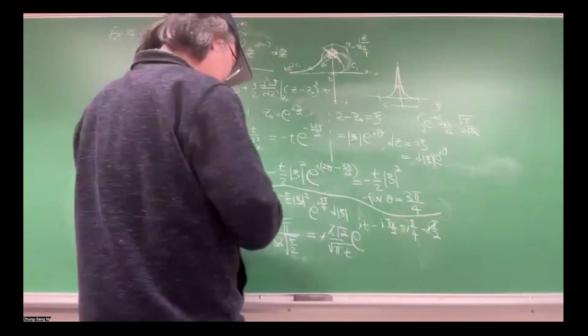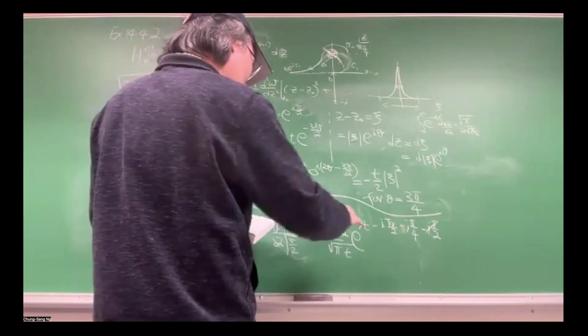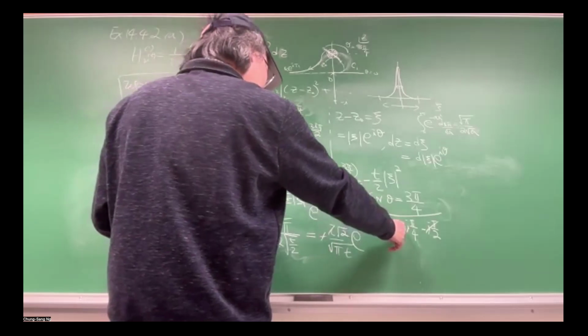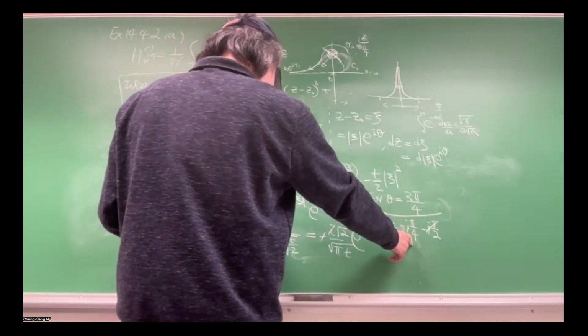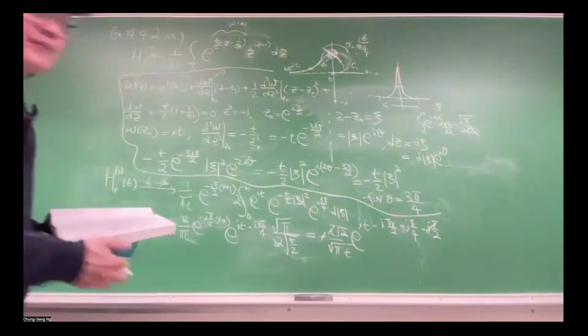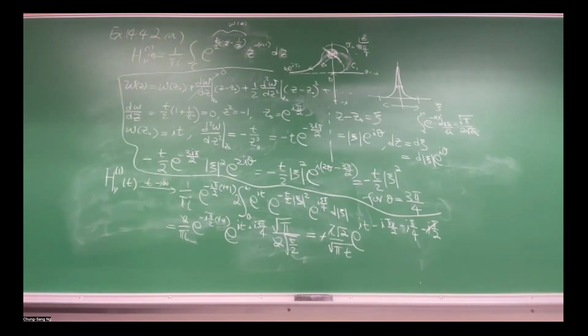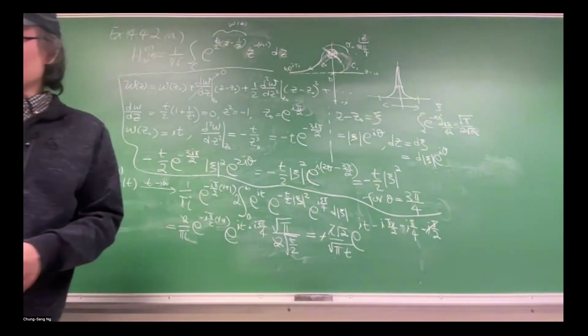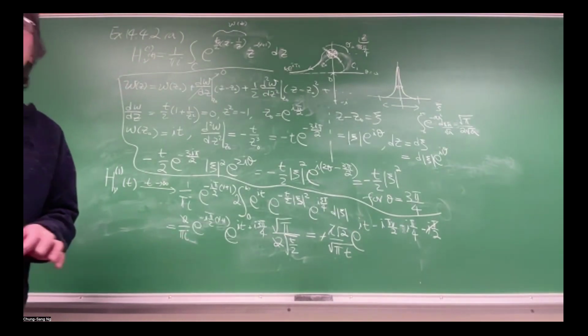We get, right, minus nu pi over 2 minus pi over 4, over square root of pi t. Yeah. Finally, we got the same as your textbook, plugging in the formula, right?